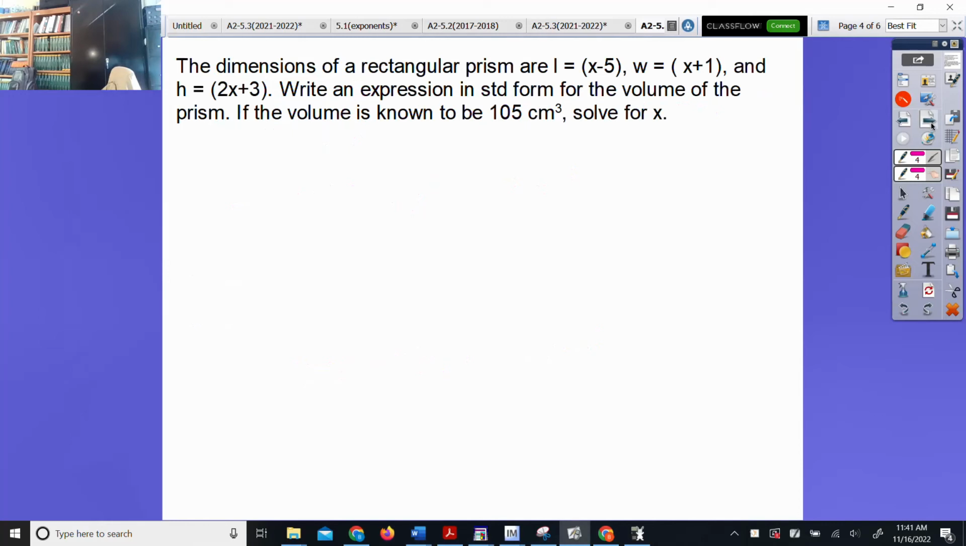Okay, good. All right, word problem. It's not that bad. It says the dimensions of a rectangular prism are: the length is x minus 5, width is x plus 1, and height is 2x plus 3. Write an expression in standard form for the volume of the prism. That's the first part. Then solve for x. Let's start with the first part.